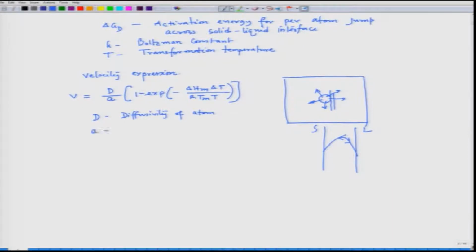a is the atomic distance. So that means if we have one layer of atoms, and if this is a solid, and these open circles are liquid atoms, then the distance between the two is basically nothing but a. And as usual, ΔHm is the melting enthalpy, ΔT is the undercooling where the transformation is taking place, and R is the universal gas constant.